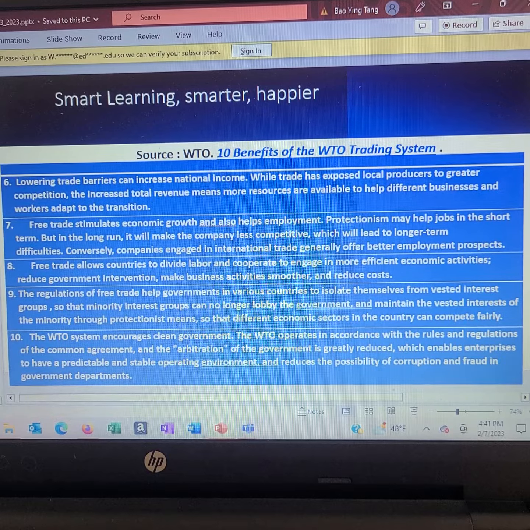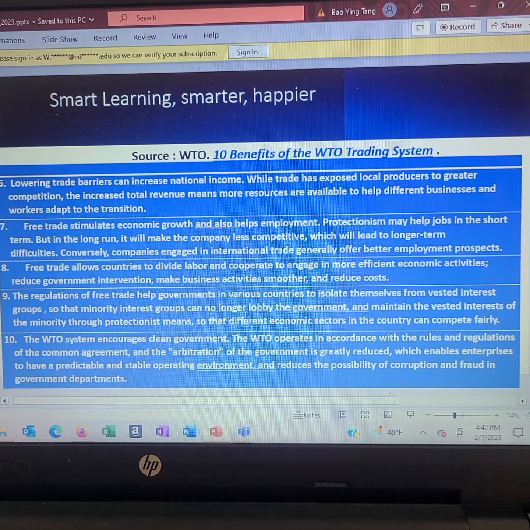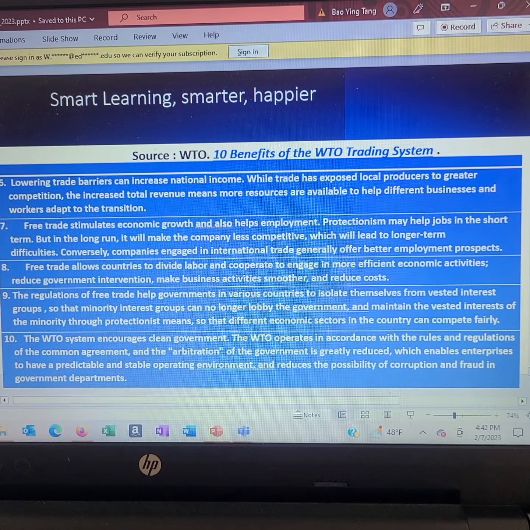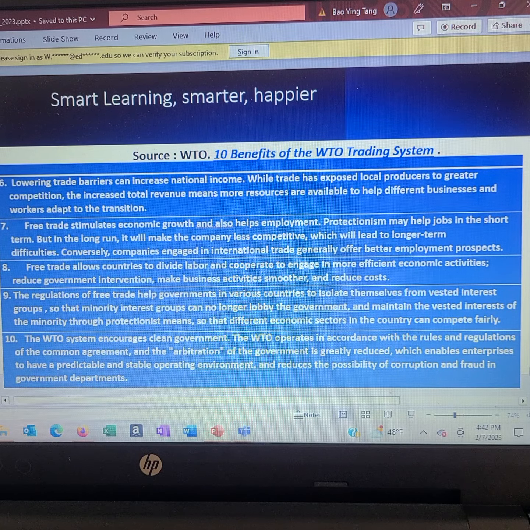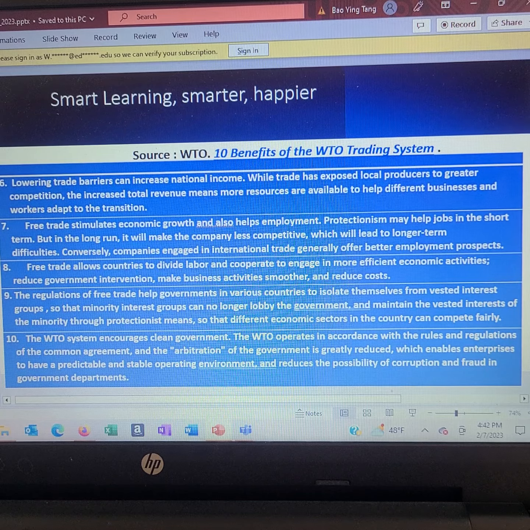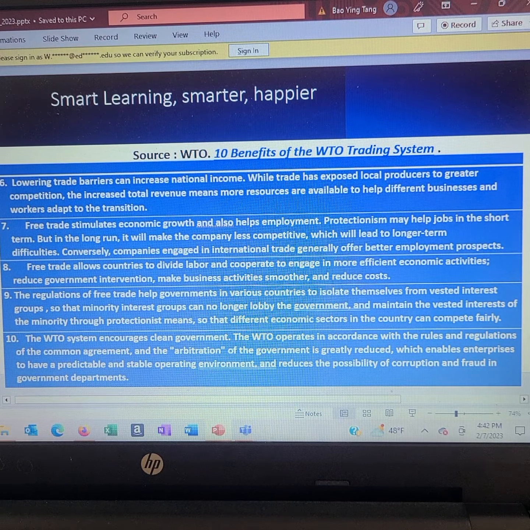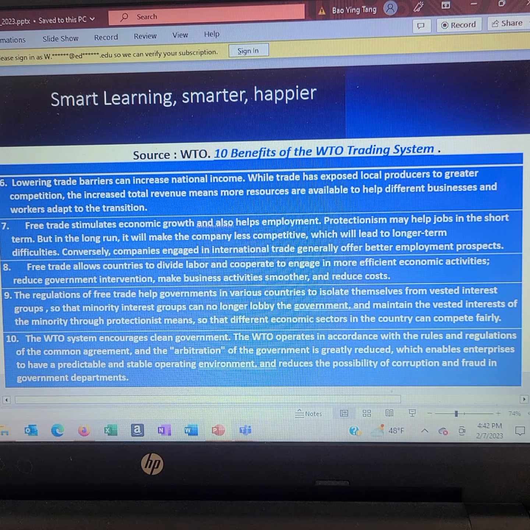Tenth, the WTO system encourages clean government. The WTO operates in accordance with the rules and regulations of the common agreement, and the arbitrariness of the government is greatly reduced, which enables enterprises to have a predictable and stable operating environment and reduces the possibility of corruption and fraud in government departments.